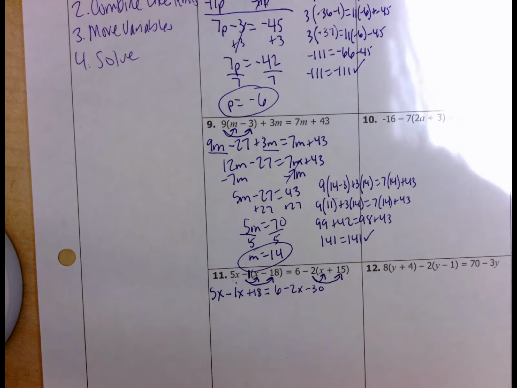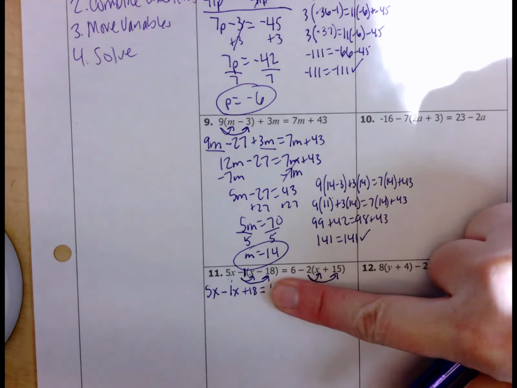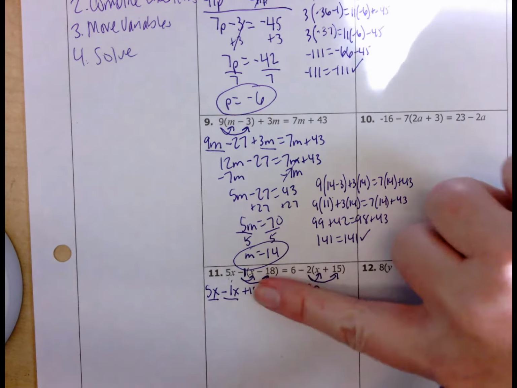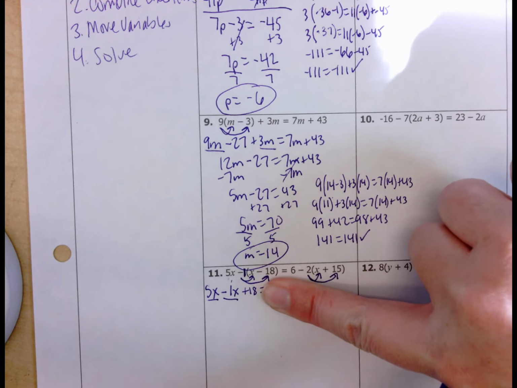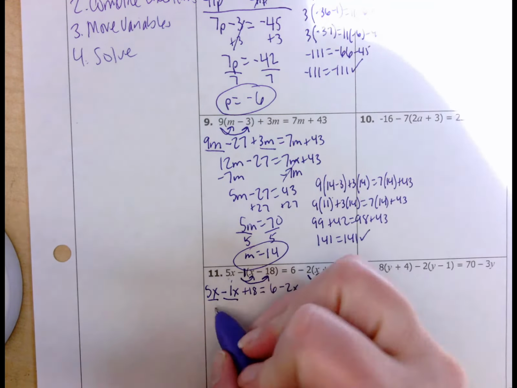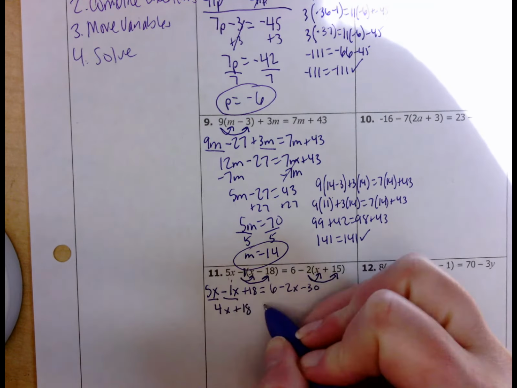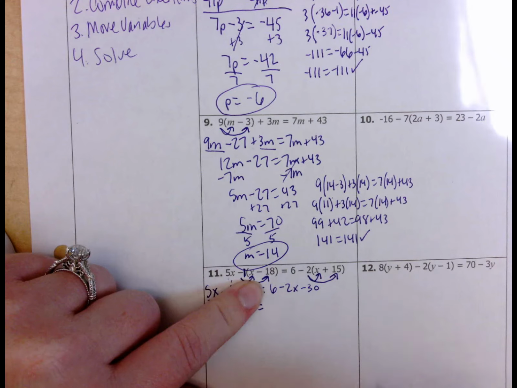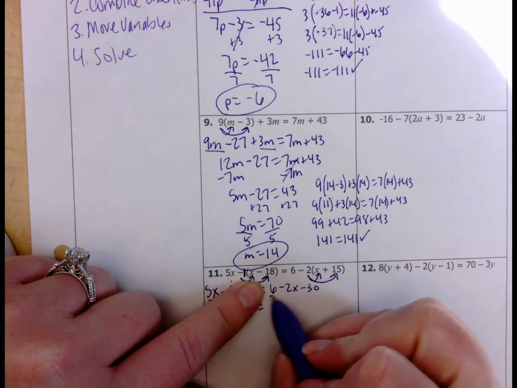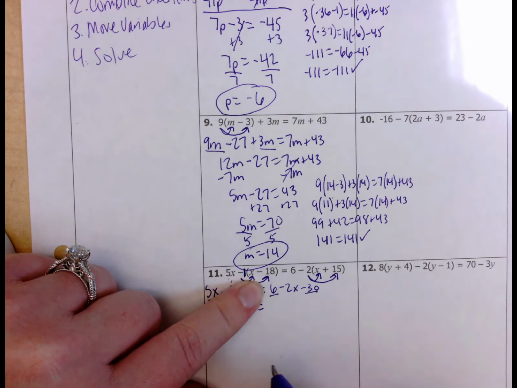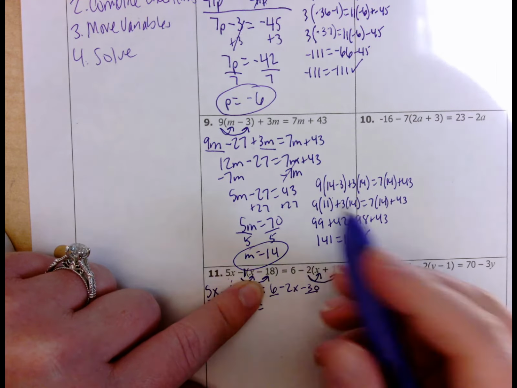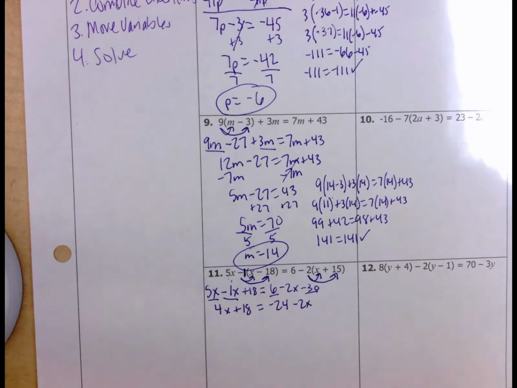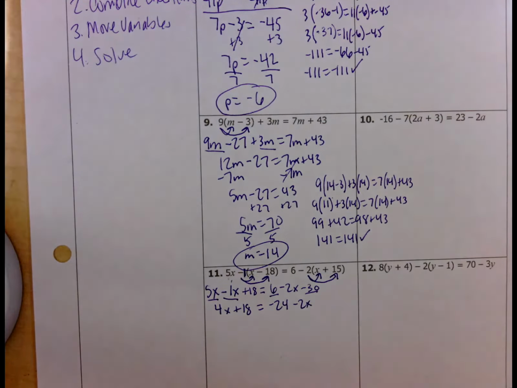Now, step 2 is combine like terms. So on the left side, if you look, we have a 5x and a -1x that need to be combined. So I'm going to add them together. 5x and -1x is 4x. And then we bring down that +18. Now on the right side, notice that we have a 6 and a -30 that need to be combined. So I'm going to add them together. 6 plus -30 is -24. And then we bring down this -2x still. All right? So now we have a pretty simple equation.